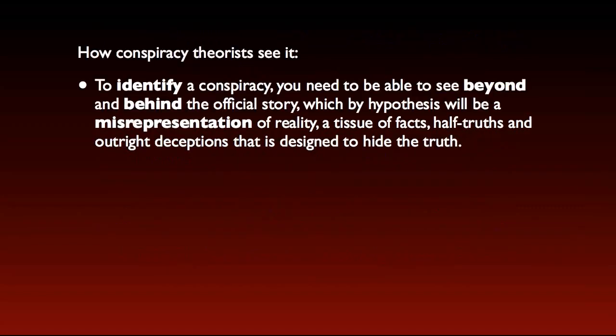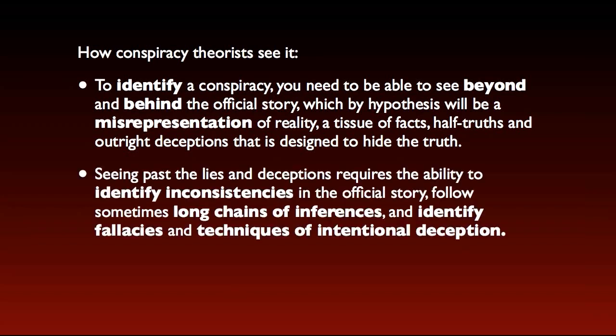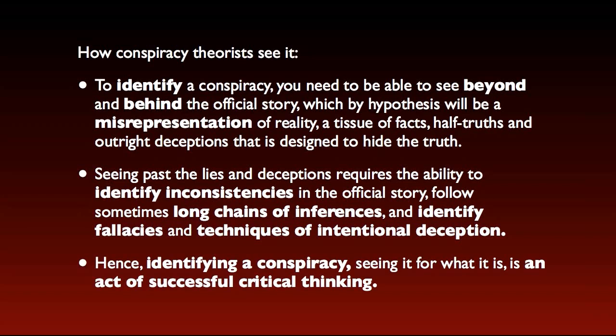For a conspiracy theorist to identify a conspiracy, you need to be able to see beyond and behind the official story, which by hypothesis will be a misrepresentation of reality, a tissue of facts, half-truths, and outright deceptions that is designed to hide the truth. Seeing past the lies and deceptions requires the ability to identify inconsistencies in the official story, follow sometimes long chains of inferences, and identify fallacies and techniques of intentional deception. Hence, identifying a conspiracy, seeing it for what it is, is an act of successful critical thinking. That's the way conspiracy theorists see it.